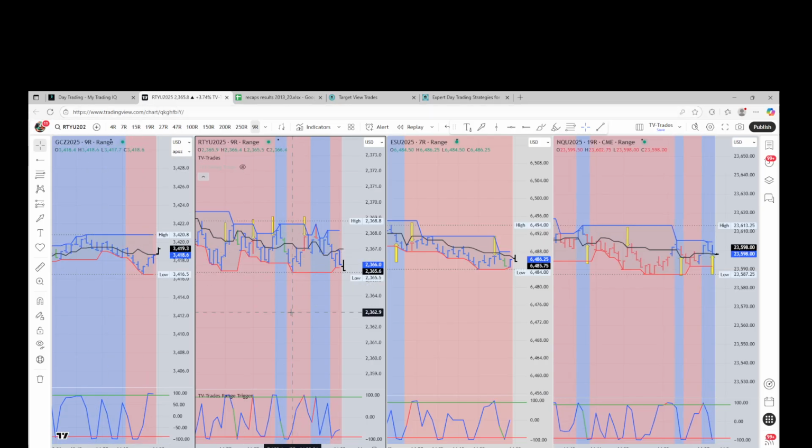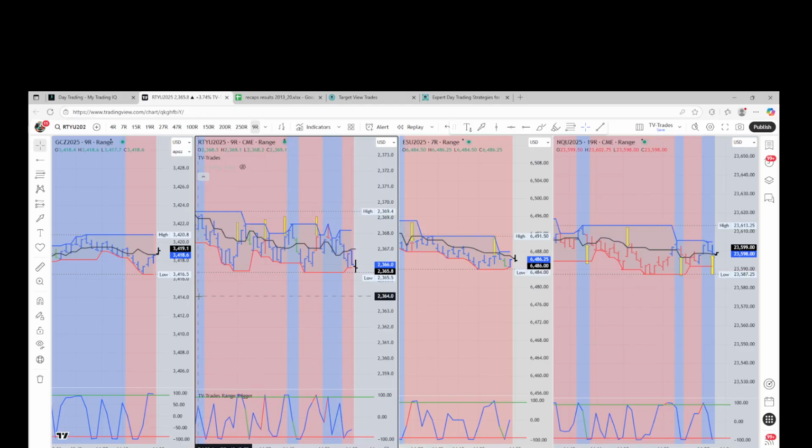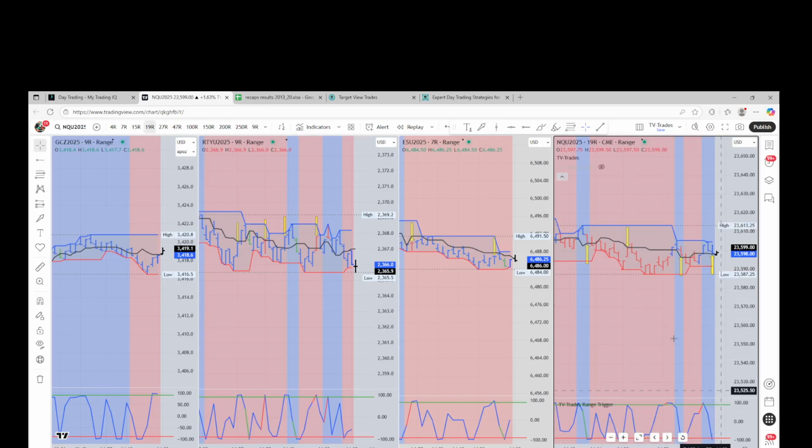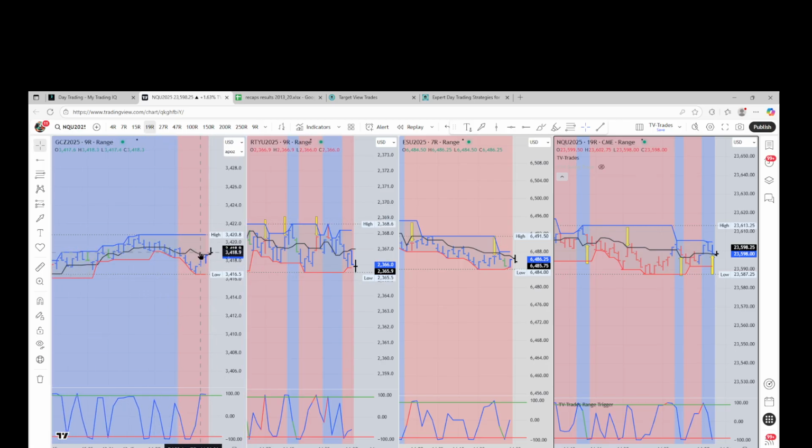Now, for anybody who's new to TV Trades, the stuff that you're seeing on here is really just two indicators. There are a lot of things within the indicators, but all you're really looking for is the price to come back and hit the midpoint, have the right color background, and then close back down on or below the midpoint as price comes off the overbought. That's it. That's all you're looking for.